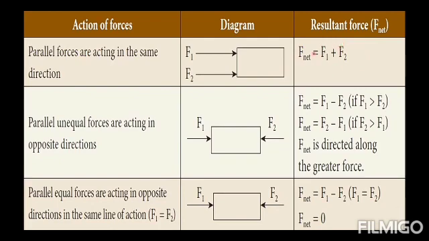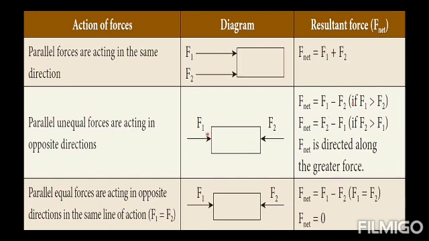The next one is parallel unequal forces acting in opposite direction. Now, look at this picture. Here F1 and F2 are in opposite direction. Now see the resultant force: whichever force is greater, that you have to write first. So first, given one condition, F1 is greater than F2, so you have to write F1 minus F2. Next, F2 is greater than F1, so you have to write the formula F2 minus F1. So the F resultant is directed along the greater force.